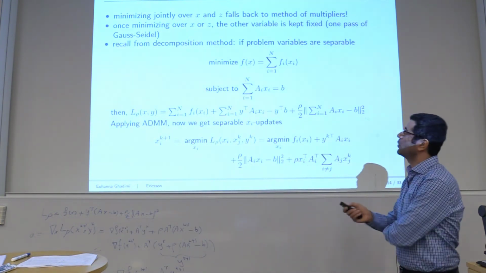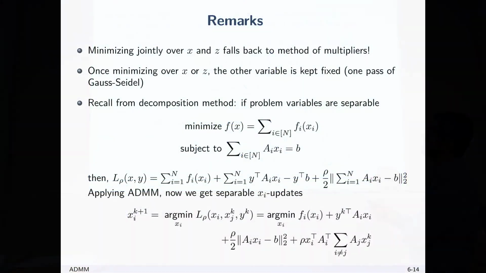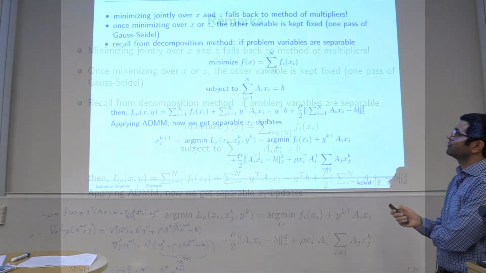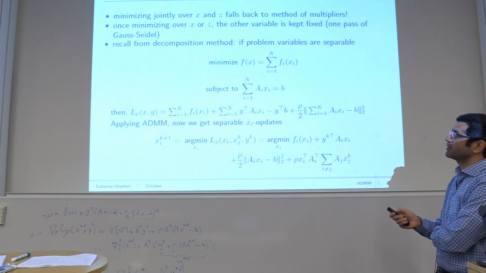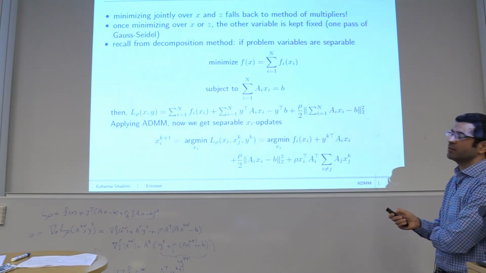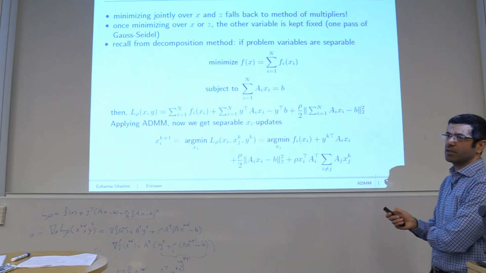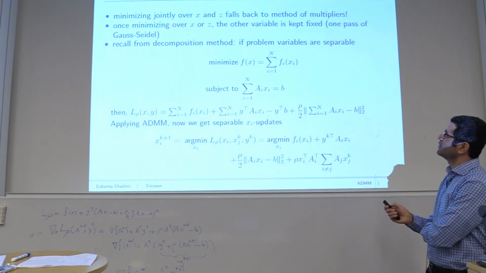We can do it one more time with more details. So as I said, if you were about to jointly minimize over x and z, then you fall back to the original method of multipliers. Then it says, yeah, so it's basically the definition of the Gauss-Seidel iterations, that you fix one and then you optimize with respect to another. And here it goes back.